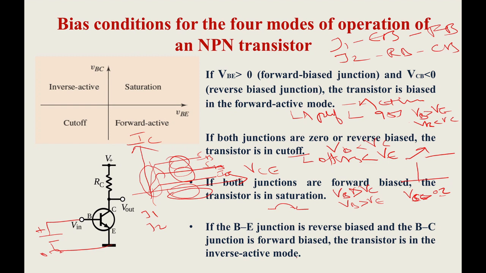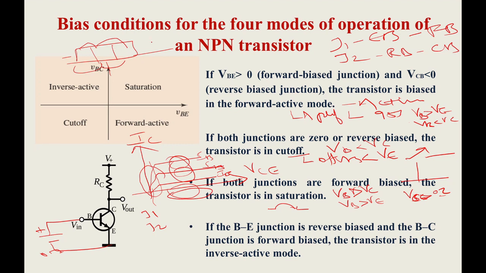Finally, the last mode is your inverse active mode. Inverse active mode means we will not use it for many applications, but you want to understand it. When you go for forward active mode, how do the electrons move? Electrons move from emitter to base and base to collector. But when you go for reverse active mode, the electrons move from collector to base and base to emitter.